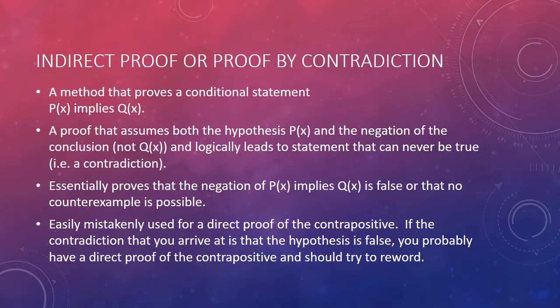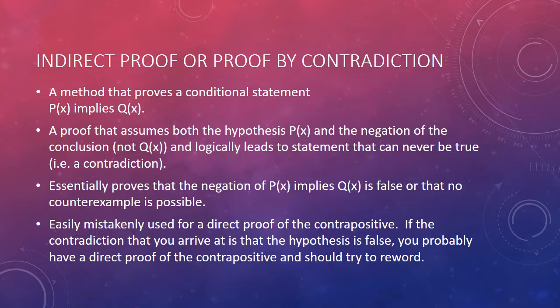One common pitfall with this method is that it's easily mistaken for a direct proof of the contrapositive. This is because both the proof by contradiction and the direct proof of the contrapositive assume as part of the beginning of the proof that the negation of the conclusion, not Q of x, is true. So what will sometimes happen is someone will try to set up a proof by contradiction and claim that they assume both the hypothesis and the negation of the conclusion, so P of x and not Q of x.